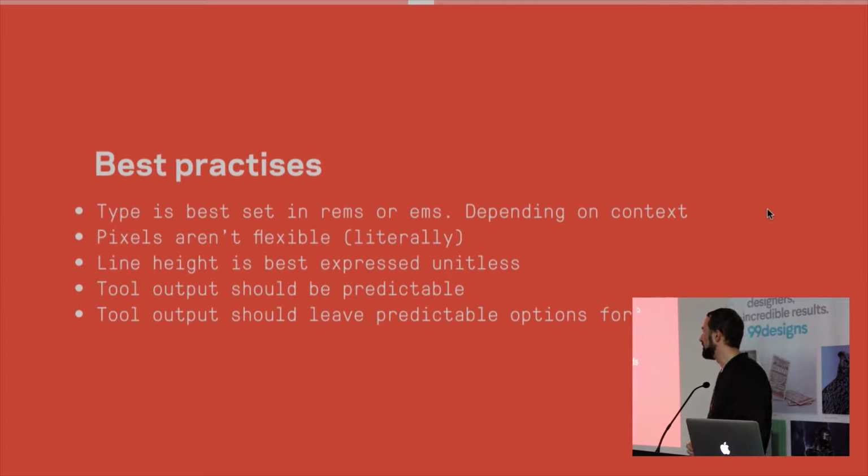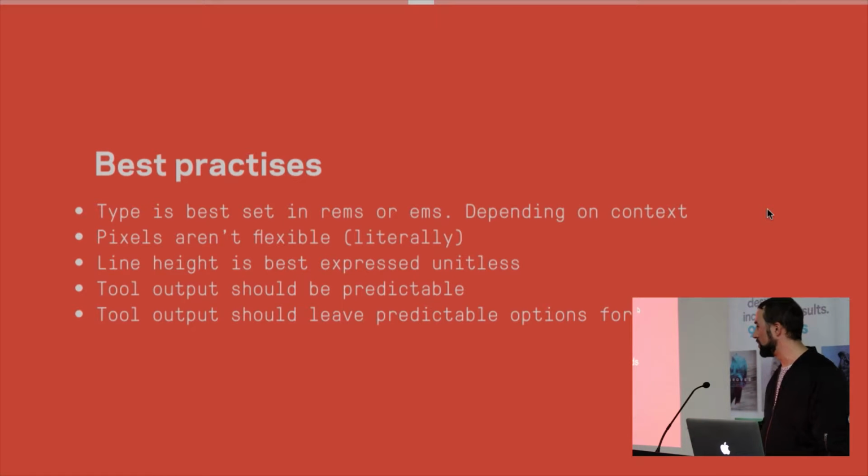Conversely, of course, we have pixels which aren't flexible at all. So we try to stay away from that when we're using typography. Generally keep this for things that you literally don't want to be flexible. Probably the best example I can think of is a hairline border that you just don't want to scale up with the rest of your layout in any scenario. Line height is probably best expressed unitless.